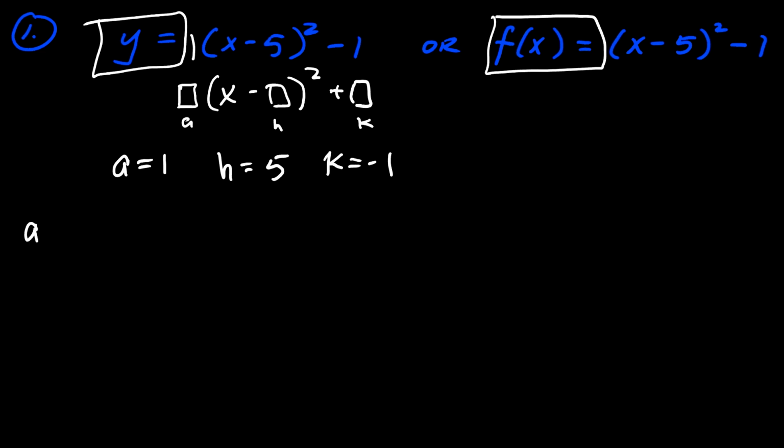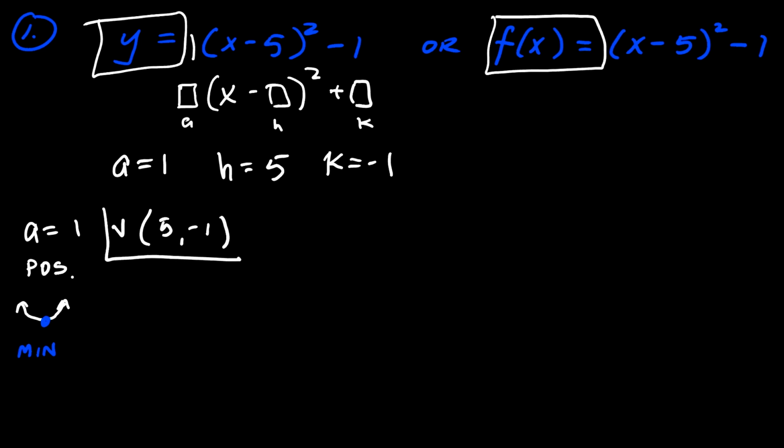So we have a equals 1, which tells us the concavity because it is positive. A positive a value tells us that the shape of a parabola will be concave up, meaning our vertex will be a minimum value. If it was negative, it would be concave down and a maximum value. And our vertex is simply 5, negative 1. So that's quite simple. That's why we like vertex form. It tells us information right away.